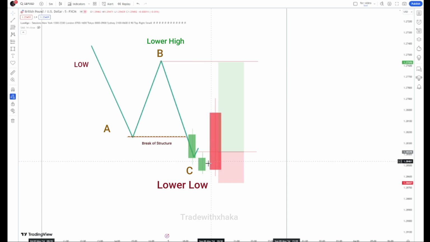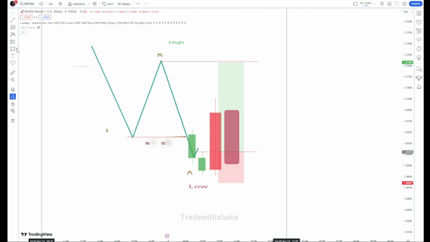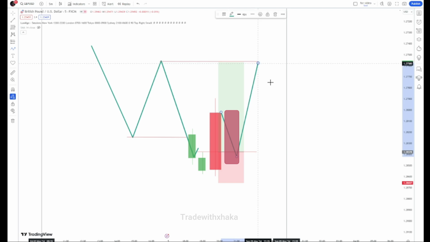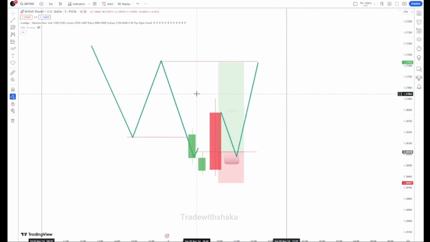Do you understand? So we need to see a pullback into the zone. Then we expect to see a retest back to here, where you place your pending order, and here becomes our draw on liquidity. So this is what we'll be looking for every day from 8 o'clock to 11:30 a.m. New York time, trading GBP USD. This is a powerful scalping strategy.